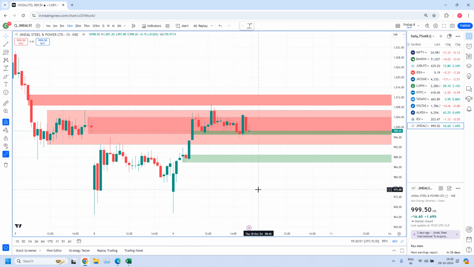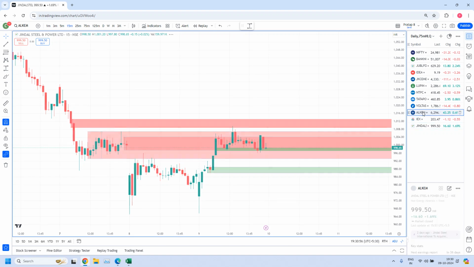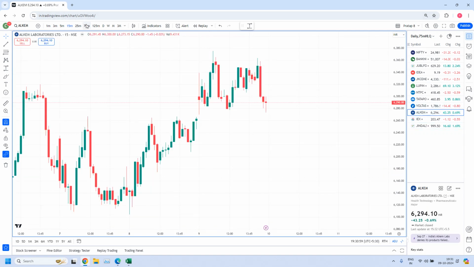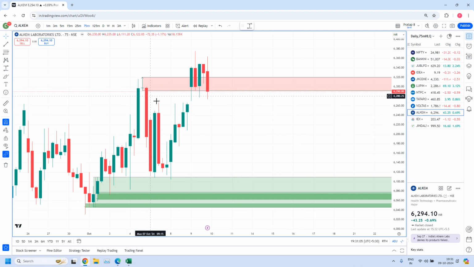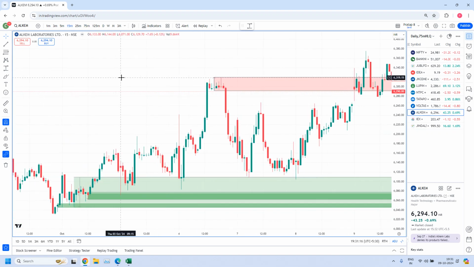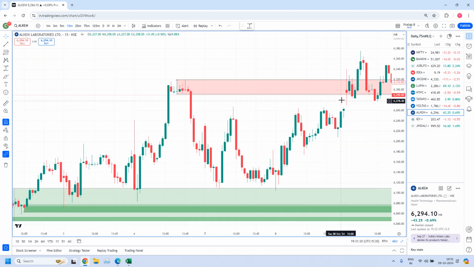Few zones are violated, but we identified they are going to violate. I think Alchem is the one. This is a 75 minute zone, rally, base, drop. See, today morning candle, it is easily violated. The reason it is violated is there is no proper 15 minute zone. Look into this 15 minute zone. You have a rally candle, you have base candles 1, 2, 3, 4, 5, 6, 7. 7 base candles and then a drop candle. Clearly it indicates this zone will be violated. That is what happened.